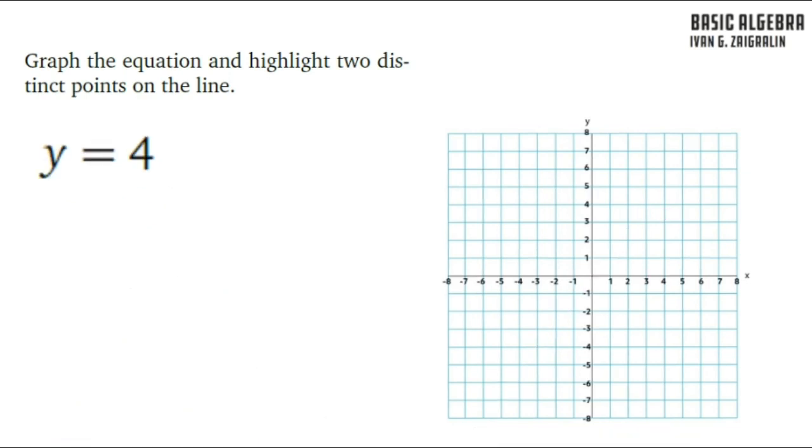The last equation is y equals 4, and for graphing this equation we should know that for all x, y equals 4. So this is a straight line, and this is the line for this equation.